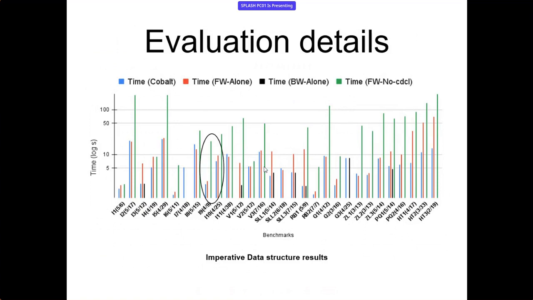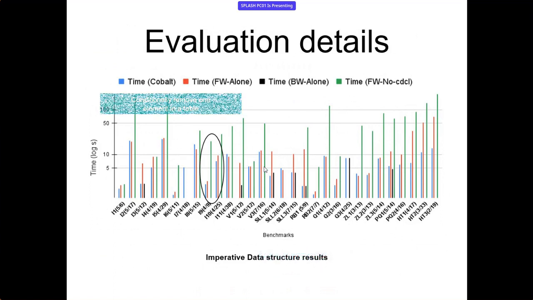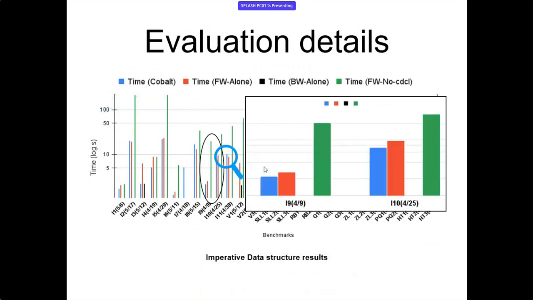Let us try to zoom in on some of the interesting cases. I9 and I10 are conditionally inserting and removing things from the table. If you zoom in, you will see four different bars like this. The blue bar is the time taken by Cobalt. The red one is just the forward synthesis with CDCL. The back one is just the backward synthesis. And the green one is the forward synthesis without the CDCL version.